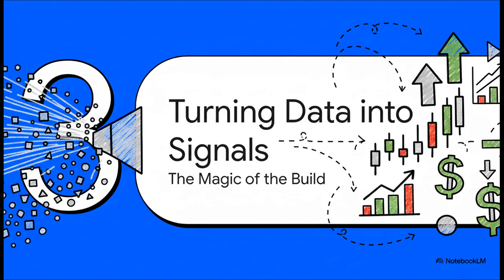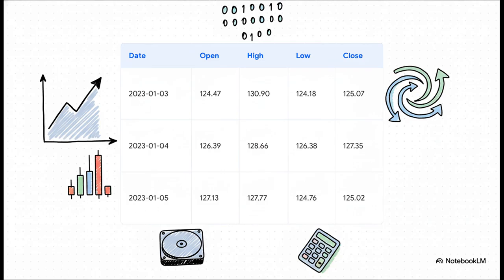All right, now for the really cool part. This is where the magic happens. We're going to see how we take raw, boring data and turn it into something we can actually trade on, a signal. So everything begins here, with the basics. Just simple, clean, historical data. Think of it like a spreadsheet. You've got the date, the open, high, low, and close prices. This is our raw material. The clay we're going to mold.